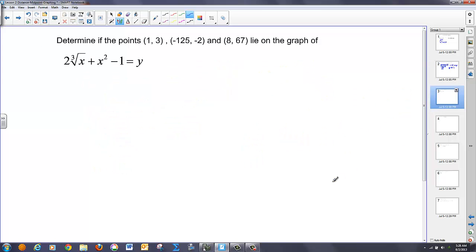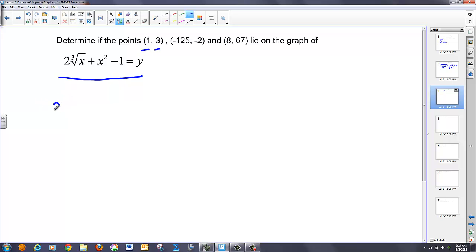Next, we're going to want to determine if some points lie on a graph of a line. Now, we don't commonly graph functions like this, but we don't have to necessarily be able to graph it to determine if the points are on the line. If the points are on the line of that function, then both the x and the y will satisfy the equation. So all I have to do is plug them in and check to see that I get my y value after plugging the x value in.